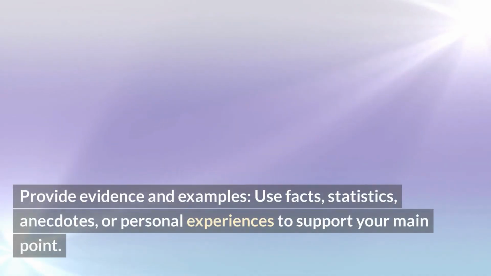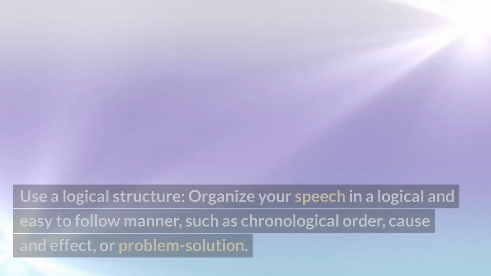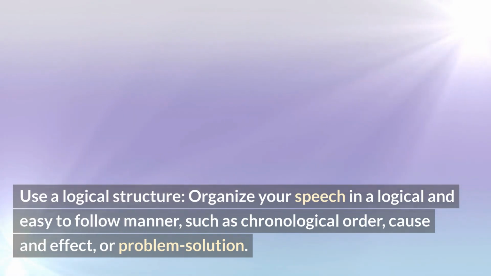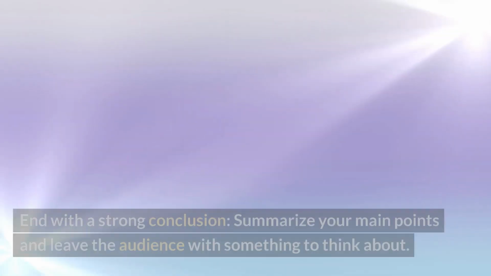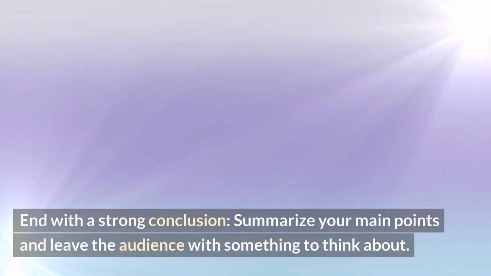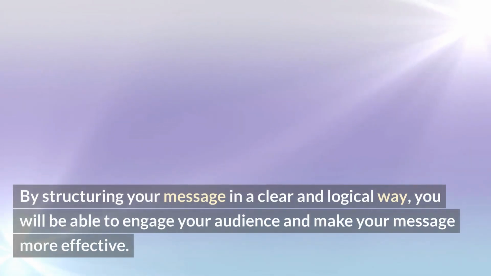Provide evidence and examples. Use facts, statistics, anecdotes, or personal experiences to support your main point. Use a logical structure. Organize your speech in a logical and easy-to-follow manner, such as chronological order, cause and effect, or problem solution. Use transitions. Use transitional phrases or sentences to link one idea to the next and help the audience follow your message. End with a strong conclusion. Summarize your main points and leave the audience with something to think about. By structuring your message in a clear and logical way, you will be able to engage your audience and make your message more effective.